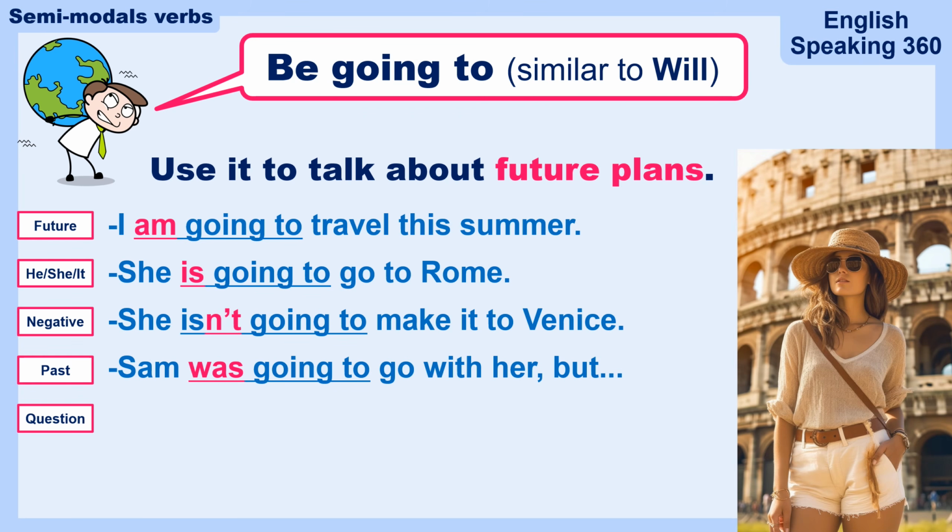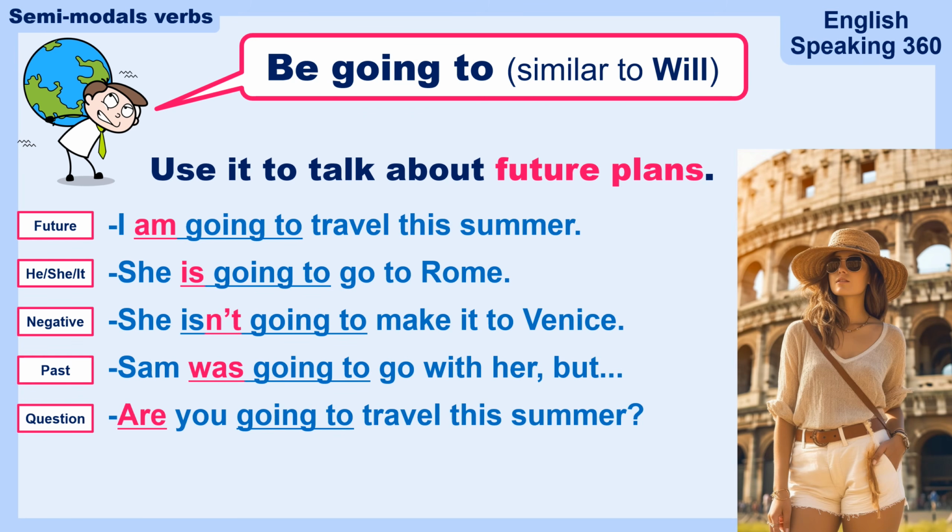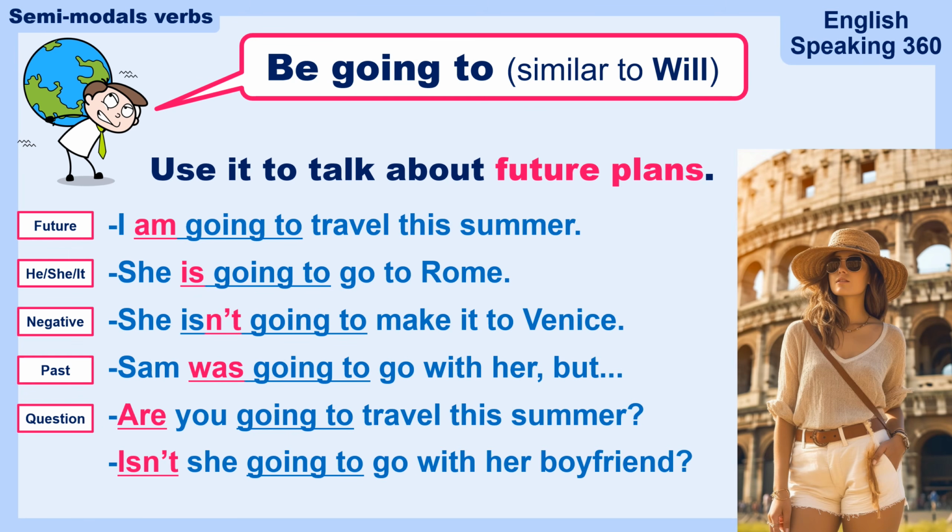How about the question form? Are you going to travel this summer? Here, because it's be going to, the auxiliary is the verb to be, not the verb do. Do you going to travel this summer doesn't work. Are you going to travel this summer is a perfect question. And the negative question, isn't she going to go with her boyfriend? So once again, you put the not right after the auxiliary be.